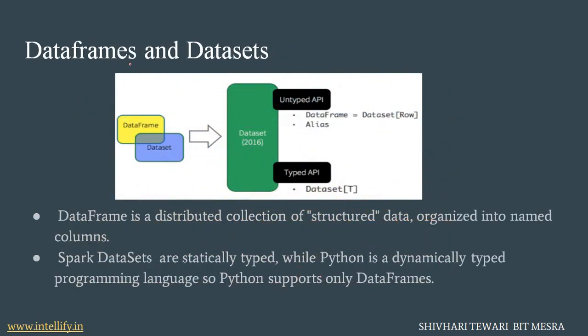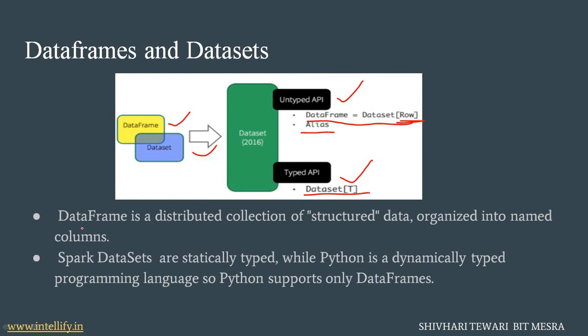Now, what are data frames and data sets in Spark? The data frame and data sets are two different things in Spark. The data sets will be like untyped API and typed API. Untyped API equals data frame equals Dataset[Row], where rows and columns are two attributes in a given database, and there are aliases. Then typed API is only in the pre-installed data sets.